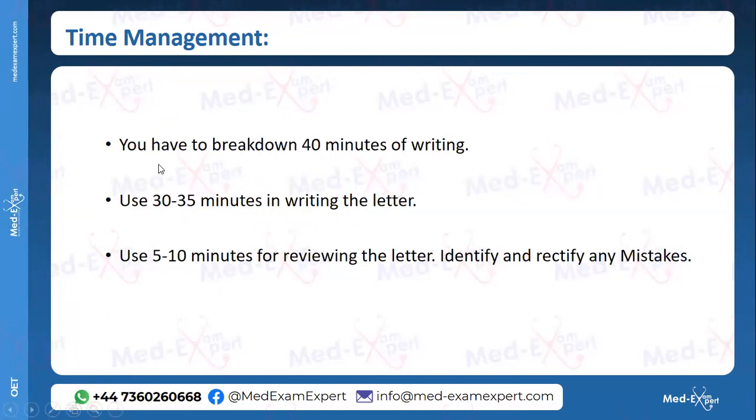So how are you going to manage the time? You have to break down the 40 minutes of writing. Use 30 to 35 minutes in writing the letter. Then use 5 to 10 minutes for reviewing the letter. What you have to do is identify and rectify any mistakes in the letter.